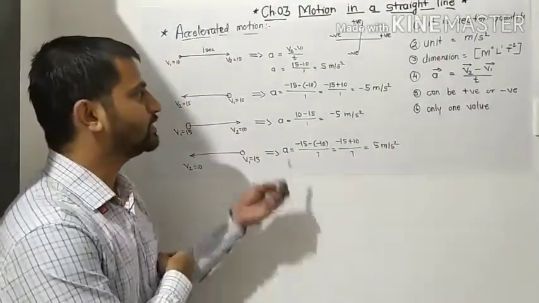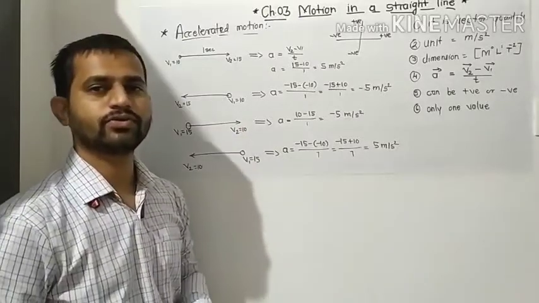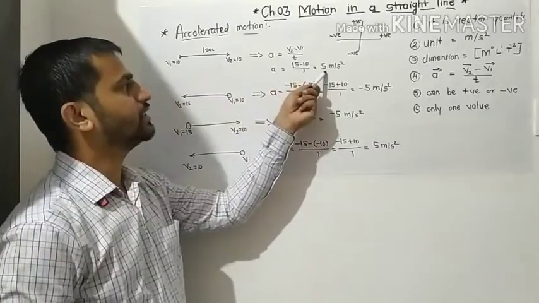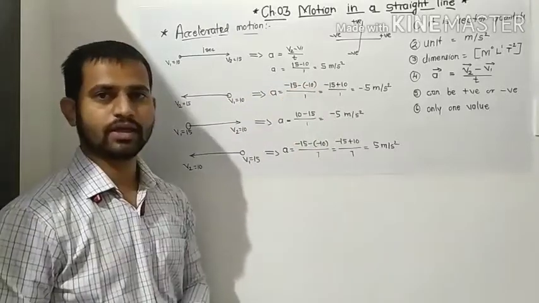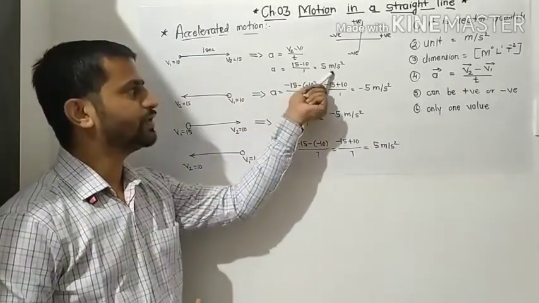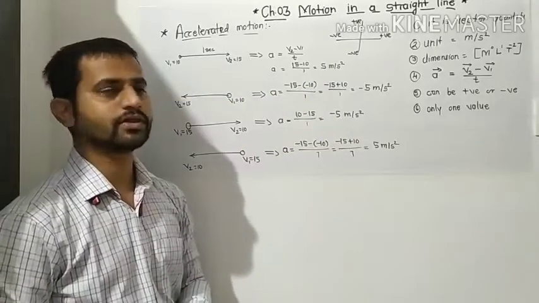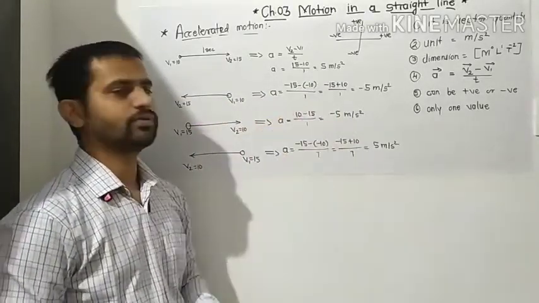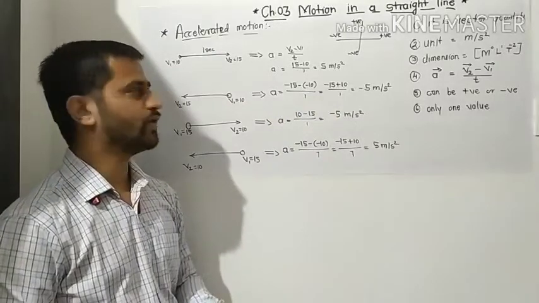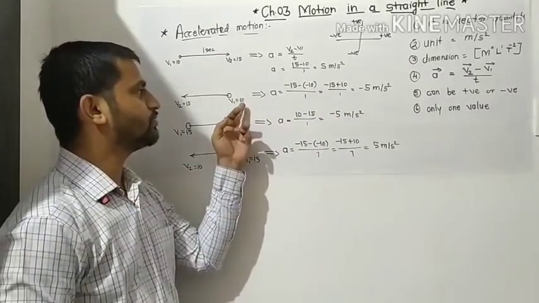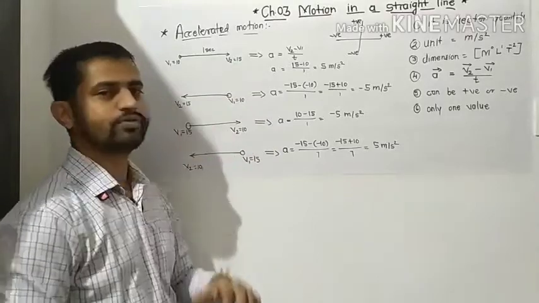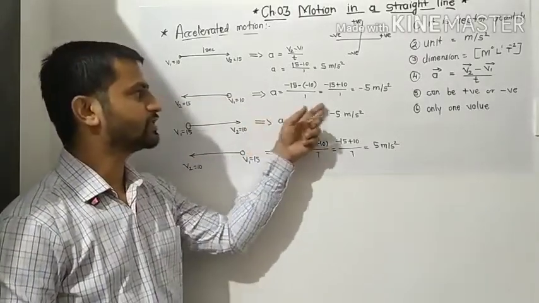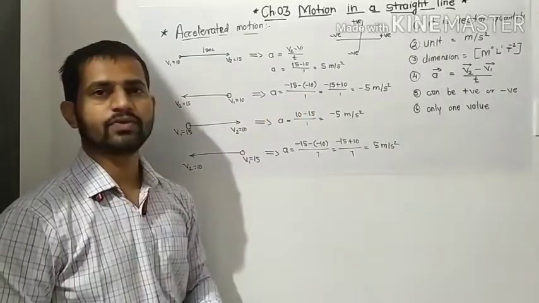So if we look at all these 4 examples, we come to know that in the first case the acceleration is a positive value, that is 5 meter per second square. In the second case the acceleration is a negative value. The velocity increases from 10 meter per second to 15 meter per second, but in the opposite direction. So in that case the acceleration has a negative value.